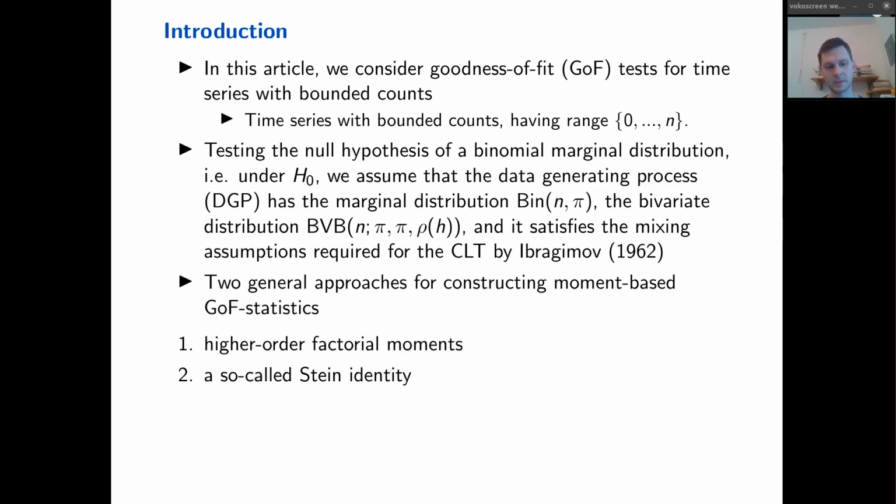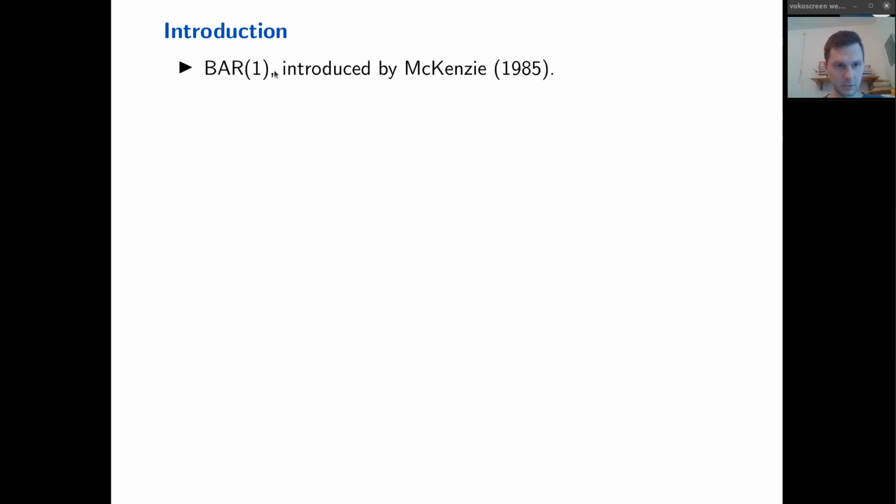We are going to present two general approaches for constructing moment-based goodness of fit statistics. The first one is based on higher order factorial moments, and the second one is based on a so-called Stein identity. There are various models satisfying such assumptions, for example, IID binomial. We are going to look at the binomial AR(1), which satisfies it.